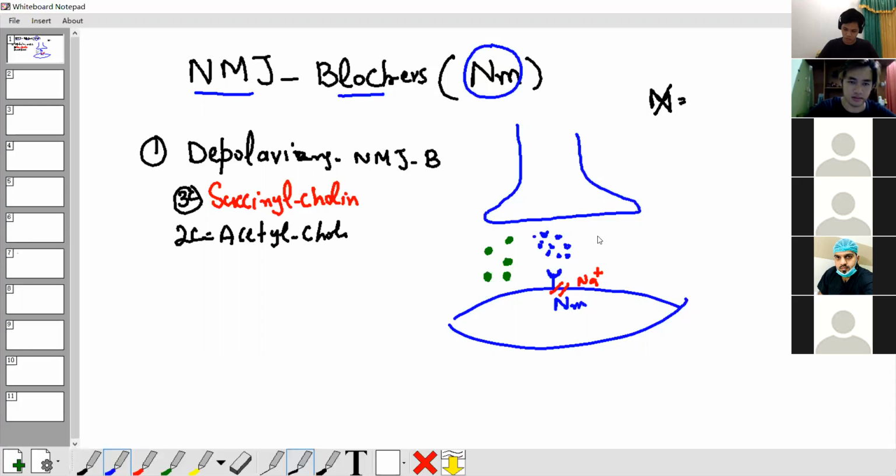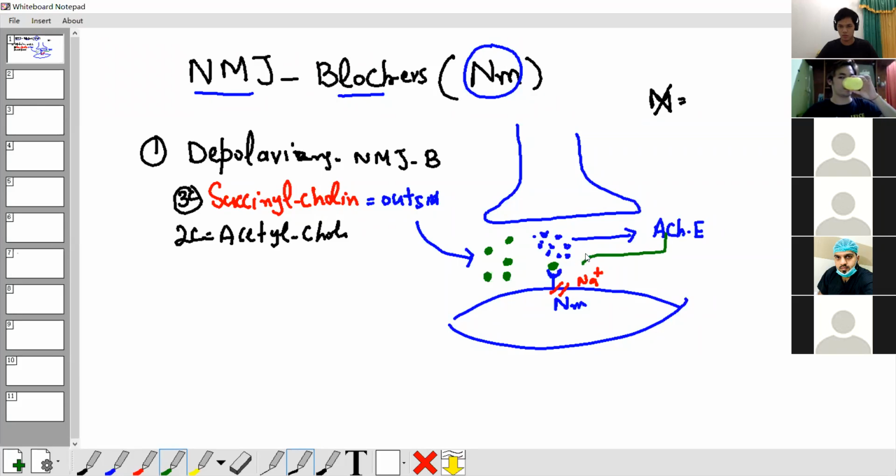This acetylcholine, after attachment with the receptor, when its function is finished, is broken down by acetylcholinesterase. Understand? But this succinylcholine we use from outside, as a drug. We give it to the patient from outside. Now this enters the body at the neuromuscular junction and attaches with the receptor. Can you break it with acetylcholinesterase? No.